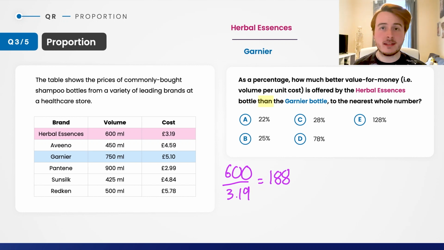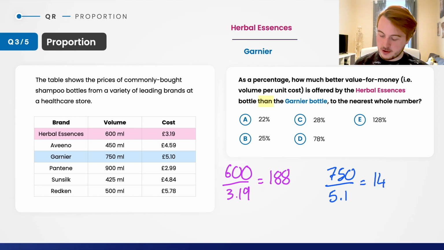It doesn't really matter the units, as we're just going to compare one to the other. For Garnier, we're going to have 750 divided by that 5.1, and that's going to give us our volume per unit cost of 147. Now the final thing is we throw it into that equation at the top. So we're going to do 188 divided by 147, which is going to give us our answer again in our calculator of 1.28. And as you can see there, that's going to equate to 28%.